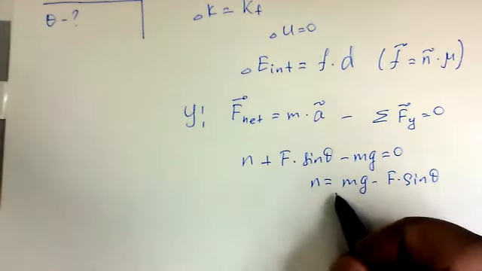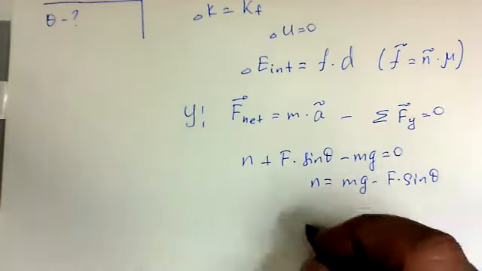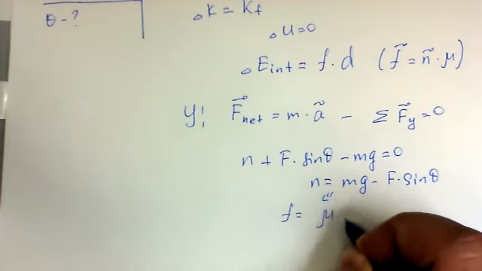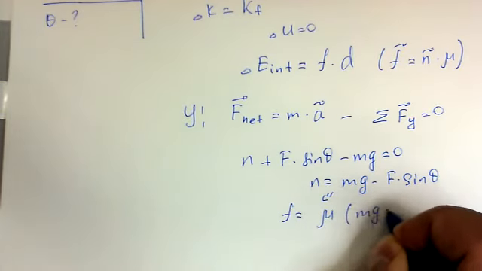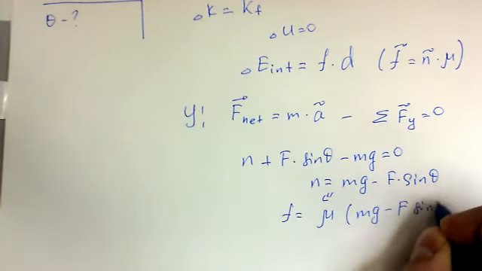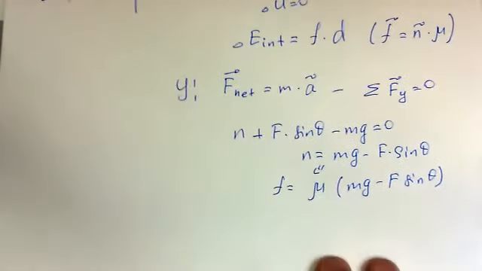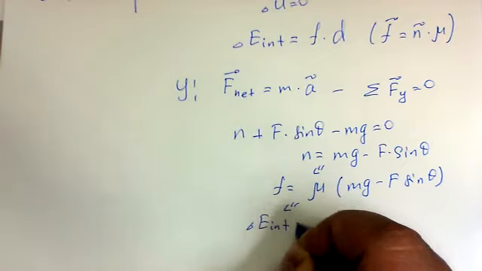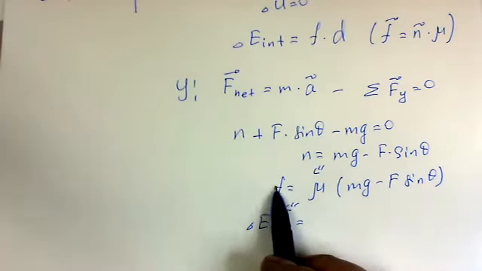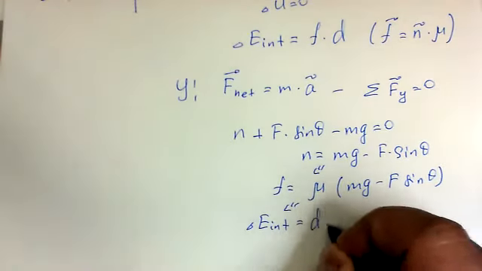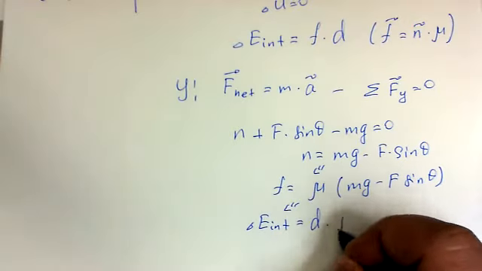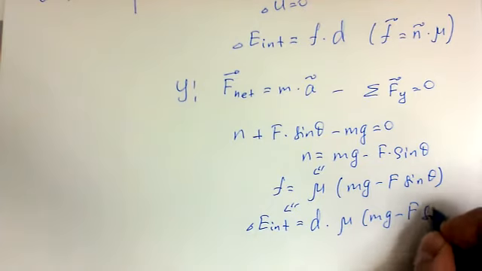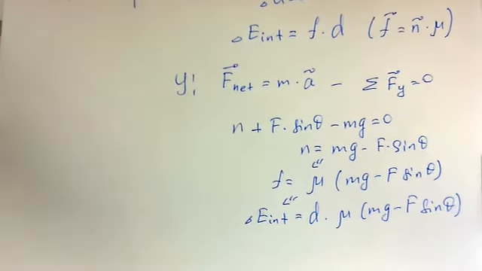So we found the normal force. Let's substitute it here. From that, the friction force equals mu times (mg minus F sine theta). Okay, and from that, the change of the internal energy of the system equals the friction force times the displacement. So that would be d times this friction force, mu (mg minus F sine theta).